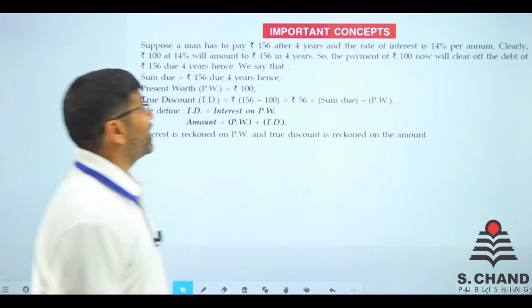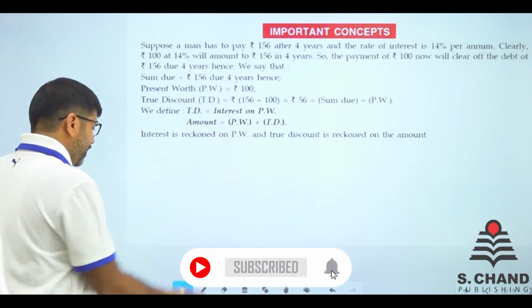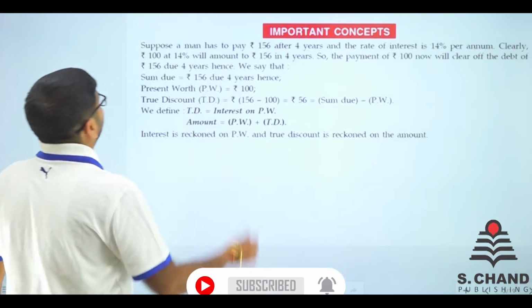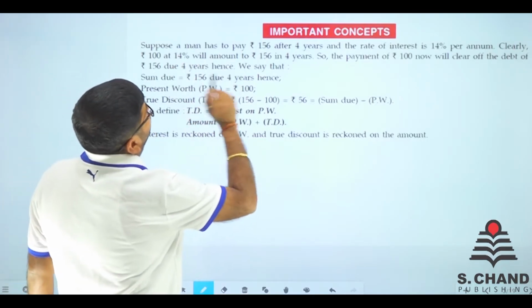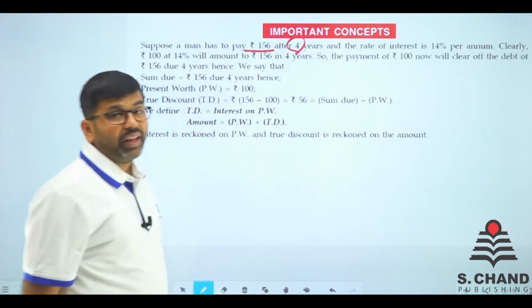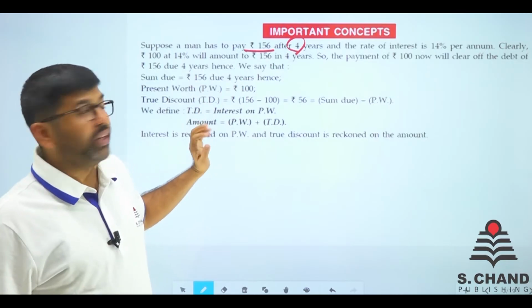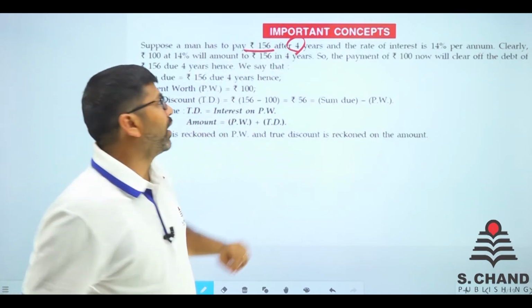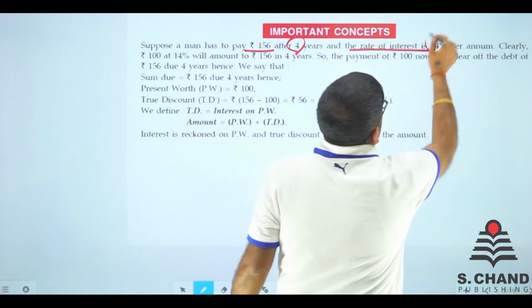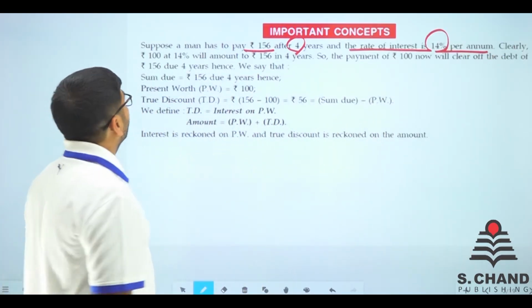Here we go. This is the important concept in the book itself. See what it says: suppose a man has to pay rupees 156 after 4 years. That is, एक आदमी को 156 rupees 4 years के बाद pay करना है. And the rate of interest is 14% per annum.